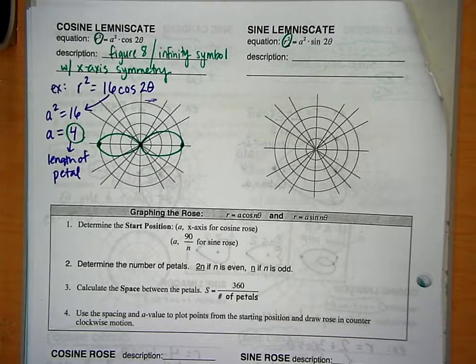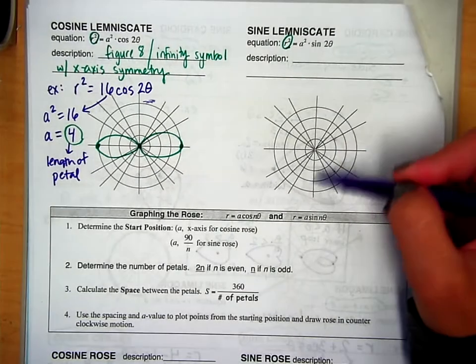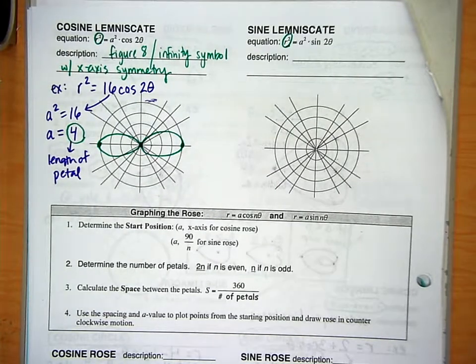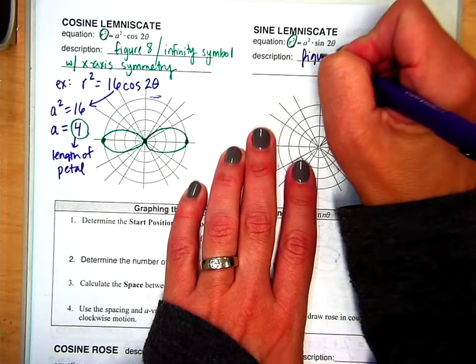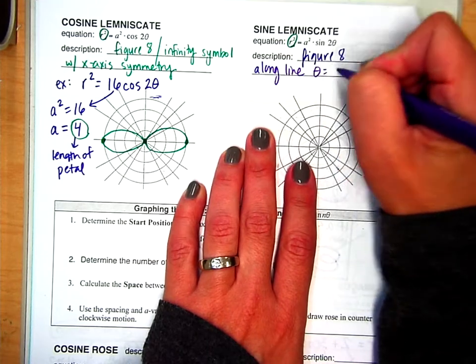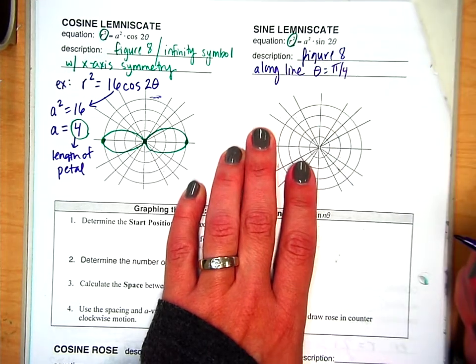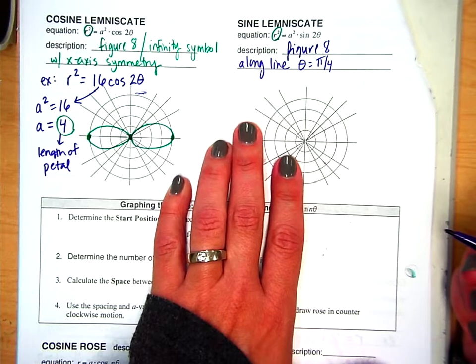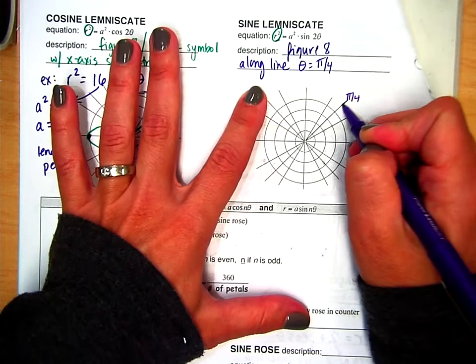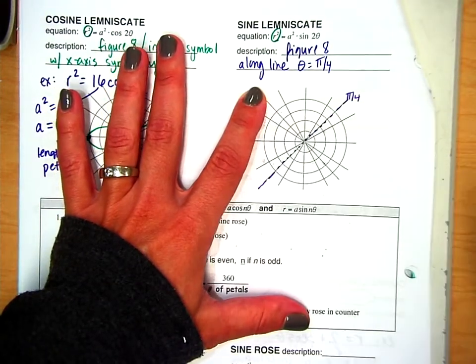Sine lemniscate. Now yesterday, I know I said that almost all of the sine ones had y-axis symmetry. So you would think, oh, it's just the same thing along the y-axis. Not true. So instead of having y-axis symmetry, it's still going to be a figure 8. But this time it's going to be along the line theta equals pi over 4. So it's along my 45-degree angle line. All right, so where is that? So right here. This is pi over 4. So this is going to be my axis of symmetry. Everything else is the same.